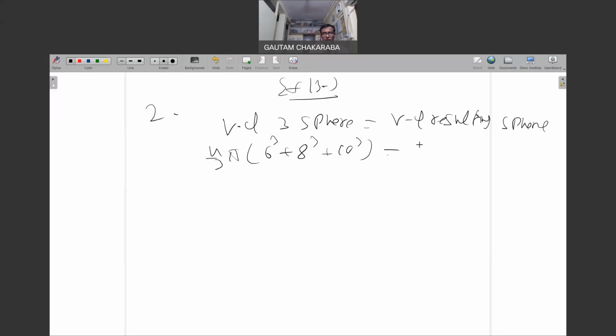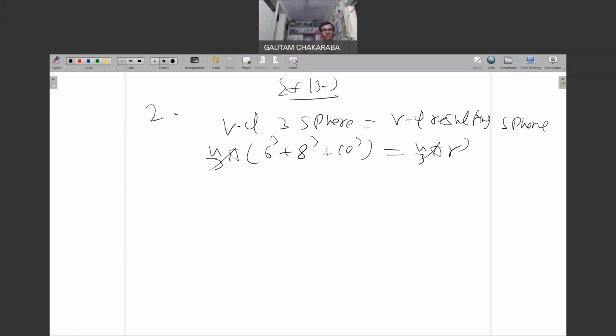Volume of 3 spheres, and 4 by 3 pi r cube, 4 by 3 pi cancel. After that calculate and cube root of r I find. Okay. And 6 cube, 8 cube and 10 cube put here. And after that you make a prime factor. Okay. And cube root of r, so you will find.